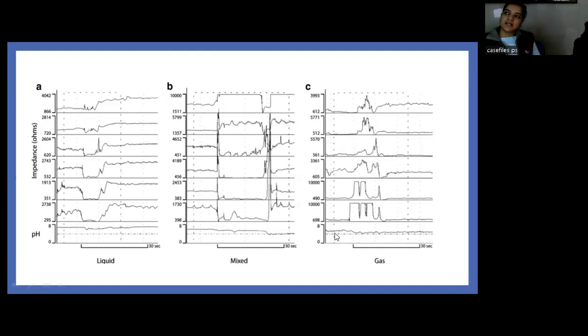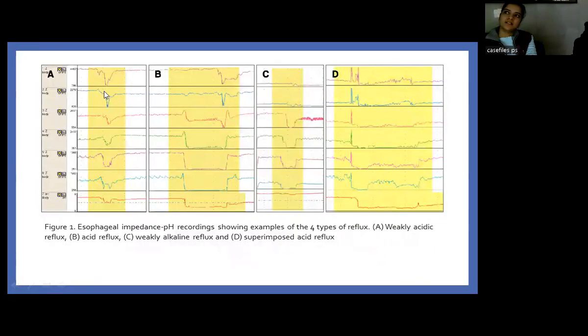In the last one, the impedance is gradually rising over a duration of 30 seconds. It is almost a rising trend of the impedance. However, the pH is not changing. It means there is a gaseous reflux which is ongoing. This is another tracing which shows almost similar findings.